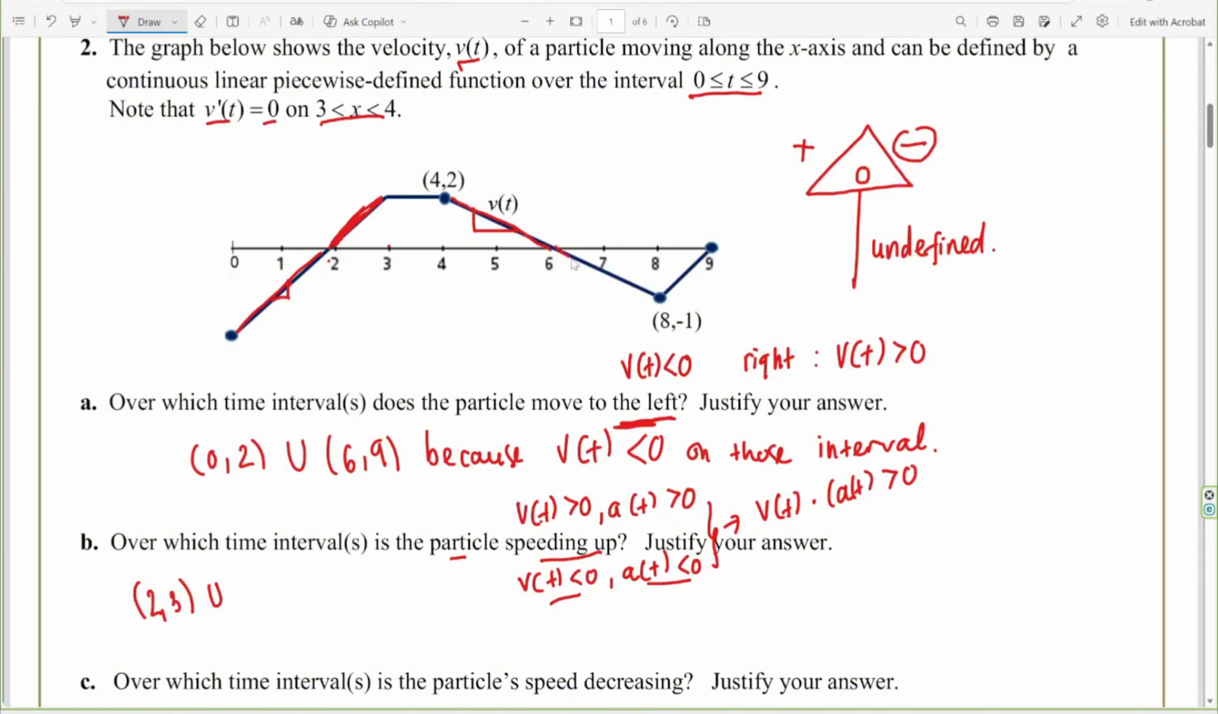This guy is less than 0, right? And a(t) is less than 0, right? So this one was from 6 to 8. Now this is v(t) less than 0, but a(t) greater than 0, right? So the union of 6 to 8 only, because v(t) and a(t) have the same sign.